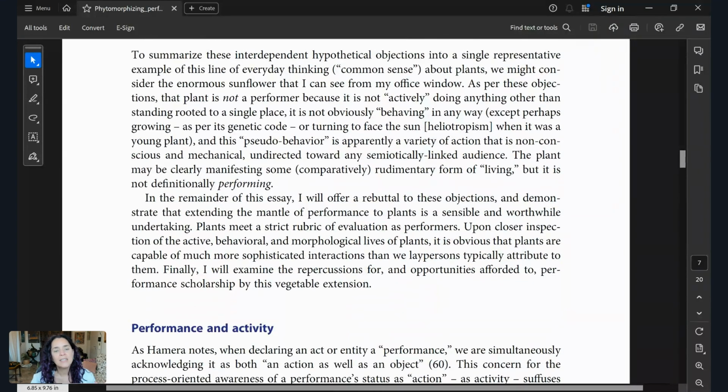To summarize these interdependent hypothetical objections into a single representative example of this line of everyday thinking, common sense, about plants, we might consider the enormous sunflower that I can see from my office window. As per these objections, the plant is not a performer because it is not actively doing anything other than standing rooted in a single place, and is not obviously behaving in any way except perhaps growing as per its genetic code, or turning to face the sun, heliotropism, when it was a younger plant. And this pseudo behavior is apparently a variety of action that is non-conscious and mechanical.